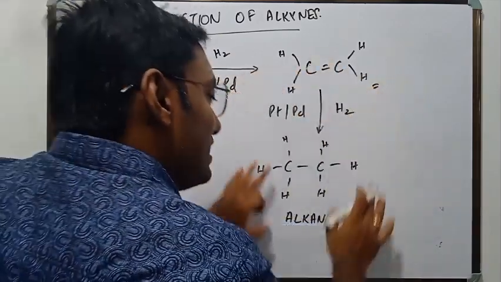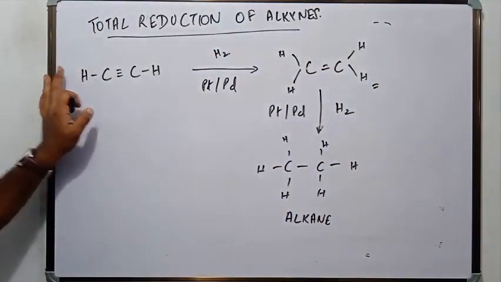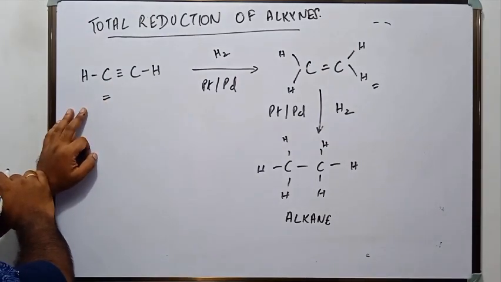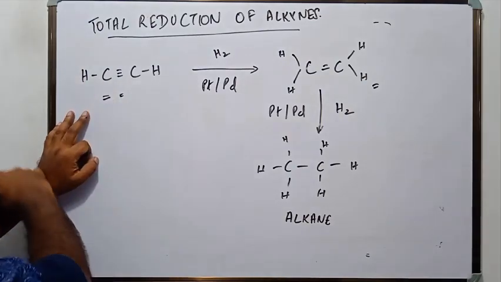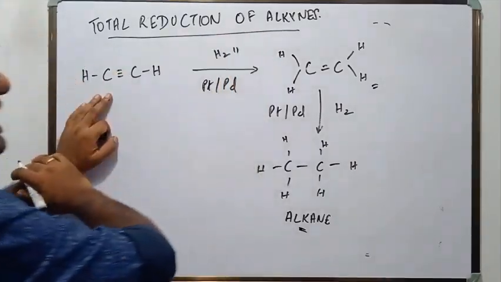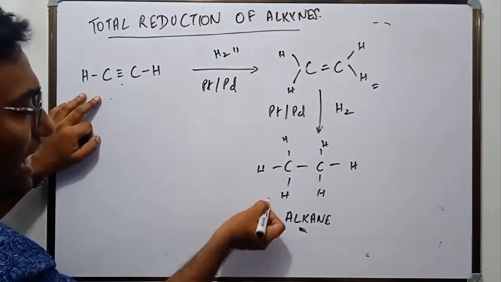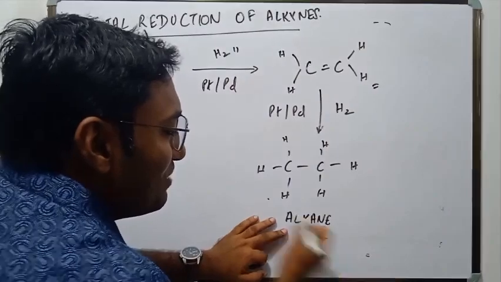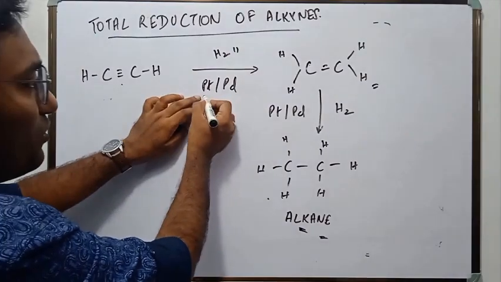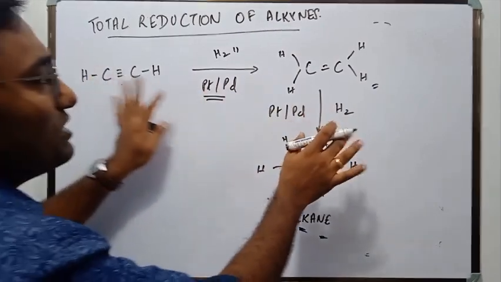If an alkene is formed, then an alkane will be formed. You cannot get an alkene in this reaction. Even if you use a low amount of the starting material alkyne, you will get alkane. Even if you use a low amount of hydrogen gas, you will get a mixture of alkene and alkane. That means the yield of alkane will be less, but there is no question that you will get alkene. Even if you use a low amount of catalyst, you will get a mixture of alkene and alkyne, and there is no question of getting alkene.